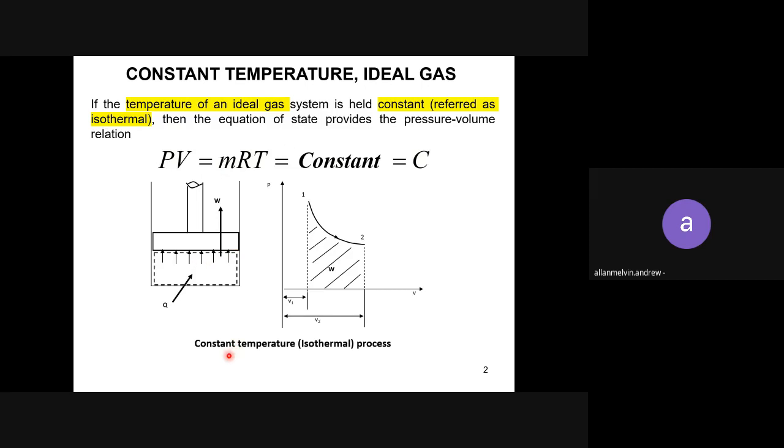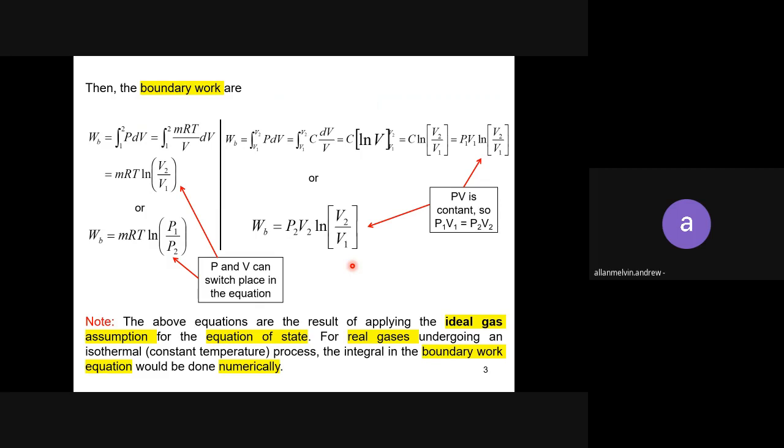So this is the curve. On your PV graph you only have one line, because different lines indicate different temperatures. Since this is isothermal, you only have one line.